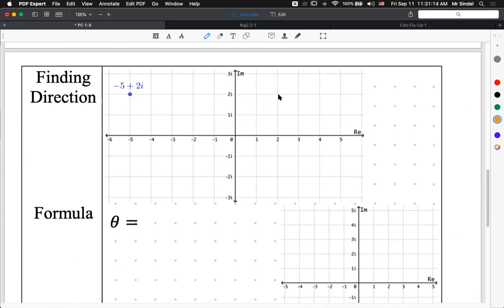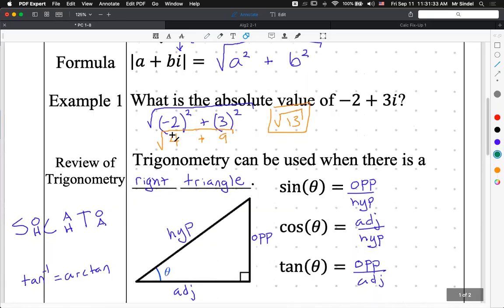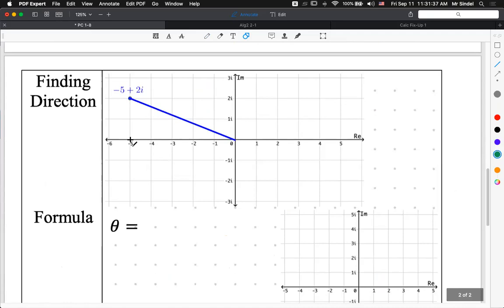So I'm going to randomly pick a point, negative 5 plus 2i, and I'm going to go ahead and draw a line that goes out to that point. So I'll just do a blue line. And I'll also have a new line. What have I been using for the x? I've been using the real direction. I've been using green. And then for my imaginary direction, I'm using this orange. I have to do it to the side because otherwise it'll move stuff around. Okay, so there's my right triangle.